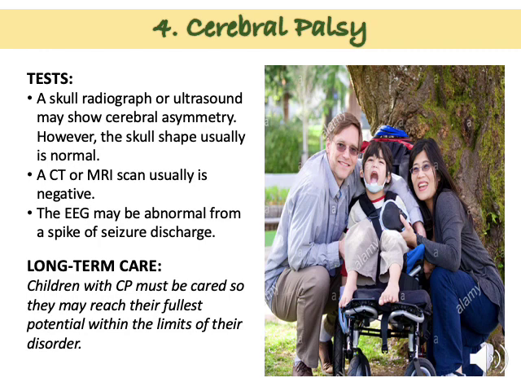Tests. A skull radiograph or ultrasound may show cerebral asymmetry, however, the skull shape usually is normal. A CT scan or MRI is usually negative, and the EEG also may be abnormal from a spike of seizure discharge.